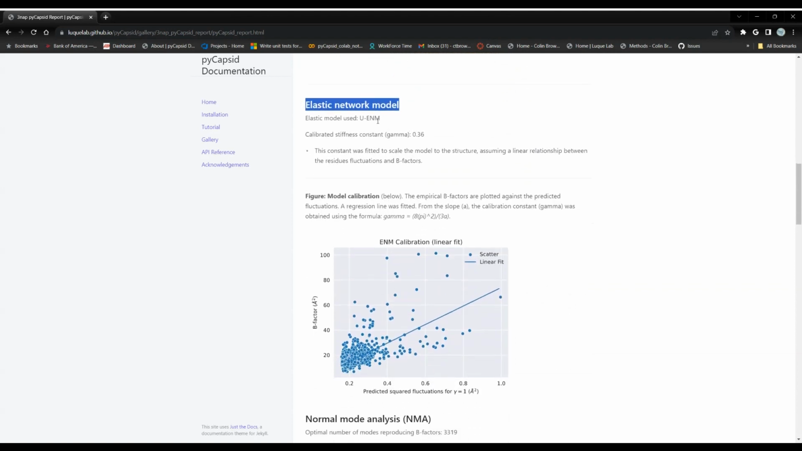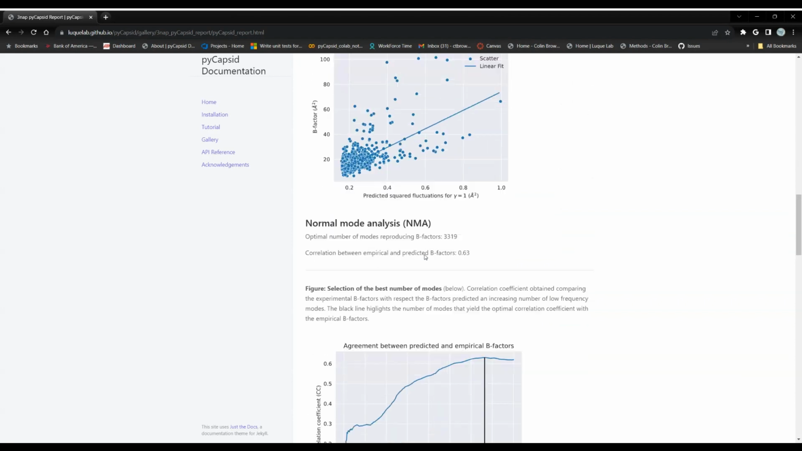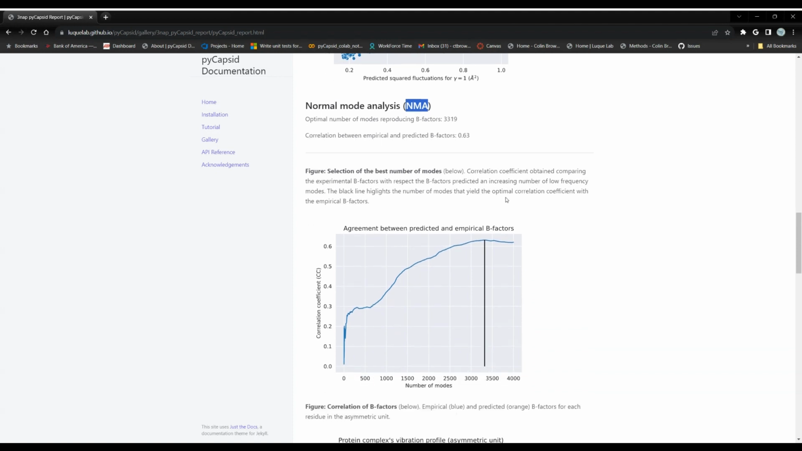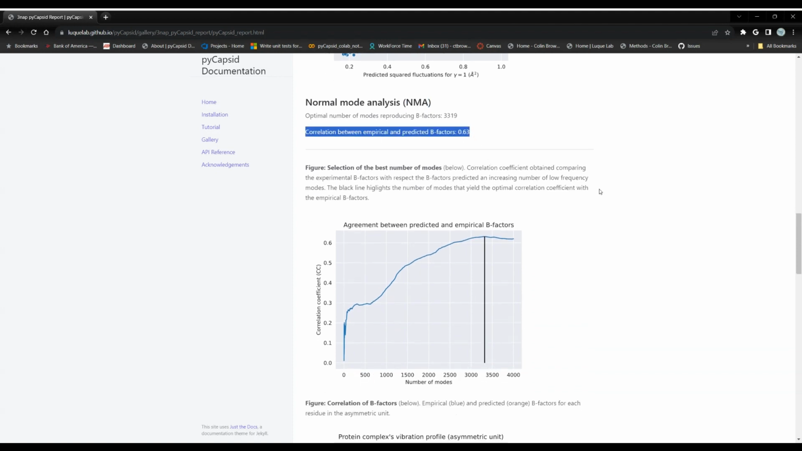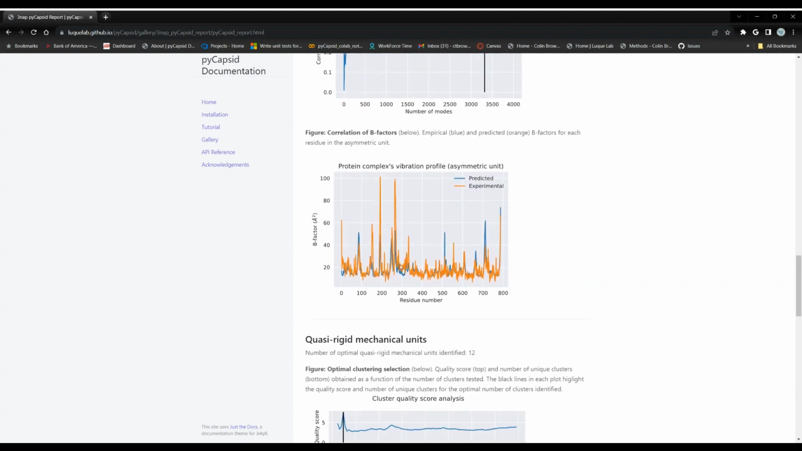This includes the ENM type, the stiffness constant, and a plot of the linear regression used to calculate it. This section provides the results of low-frequency mode calculations. This includes the number of low-frequency modes used, the ones that yield the best correlation with experimental B factors, and a comparison between experimental and predicted B factors.